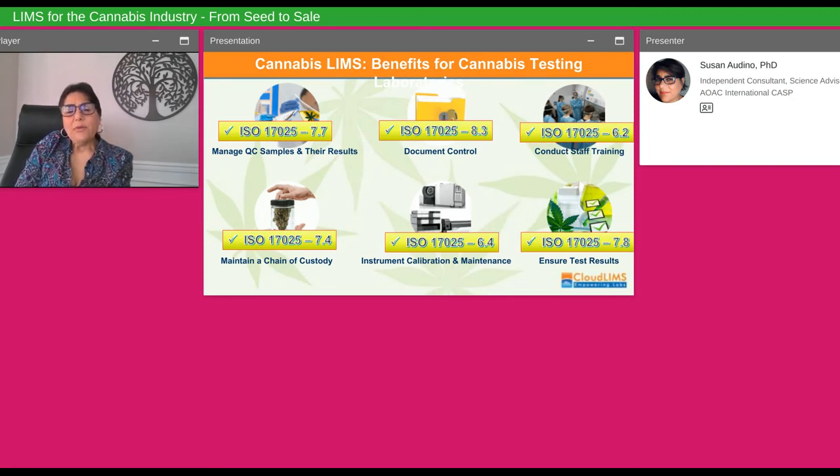Clause 6.4 of the standard calls out instrument calibration and maintenance. So again, in order to do good work in the laboratory, we need to ensure that our instruments are working properly, that they are properly maintained and calibrated. In a non-LIMS environment, this again becomes a paper nightmare. So bringing it all together through Cloud LIMS, we're able to assimilate and spend more time looking at the bigger picture of what's happening in our laboratory rather than chasing paper.